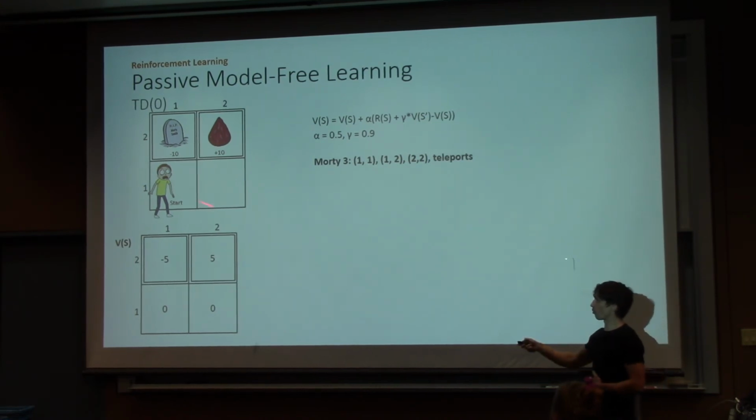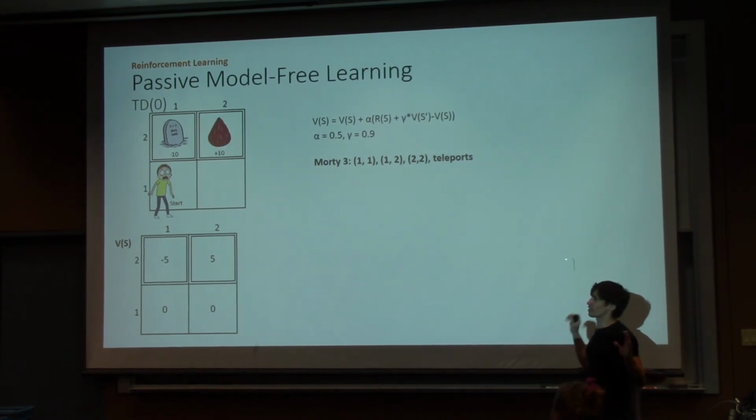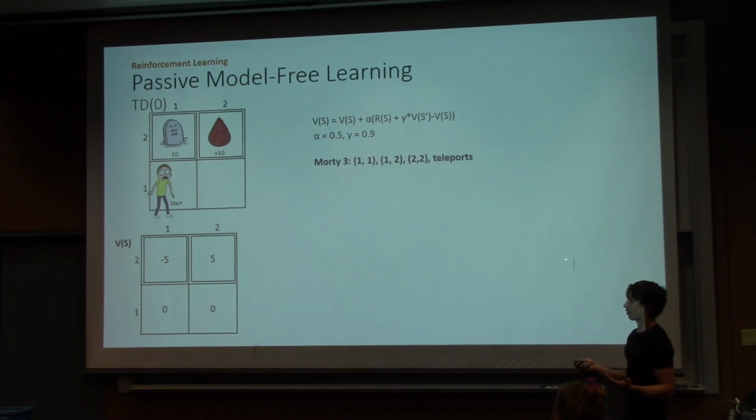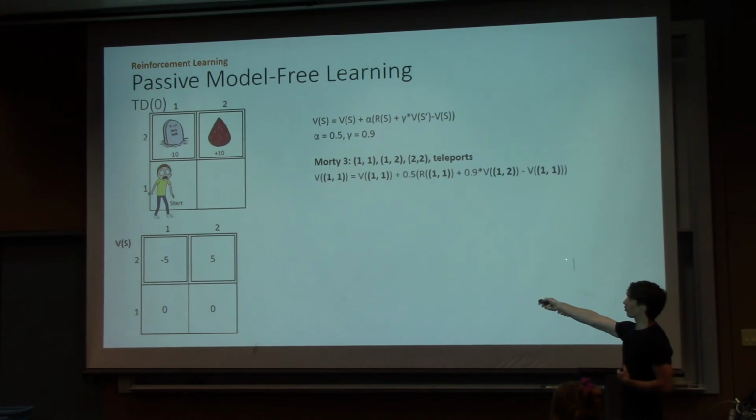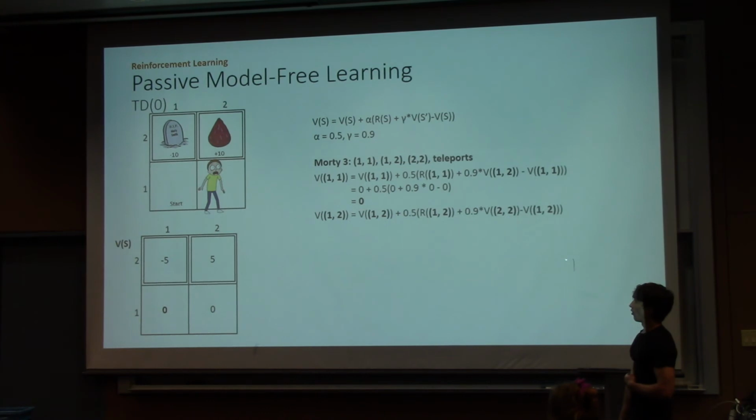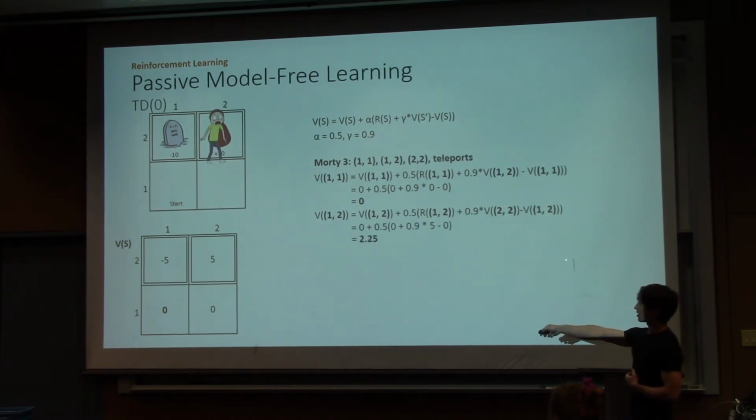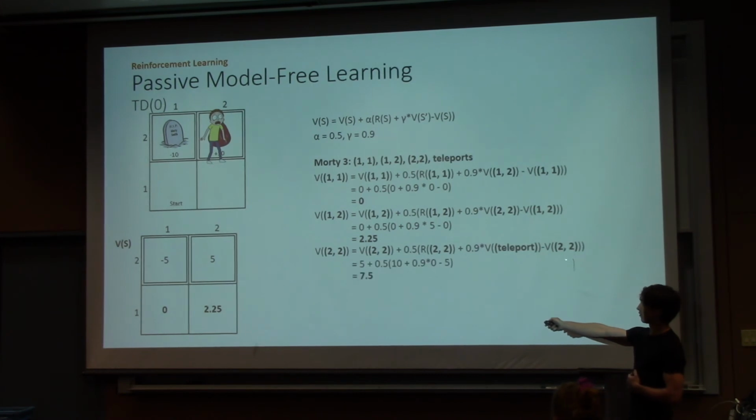Note here that these Mortys are all following some given policy. We don't know what that policy is, but he has a policy that he's following. And this Morty is going to do the same thing as the last one. When this episode ends, you'll notice now that V12 gets updated with a new value of 2.25. And V22 now gets updated even closer to the actual return of 22 with a value of 7.5.